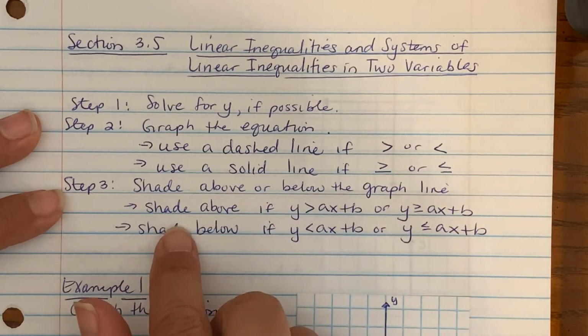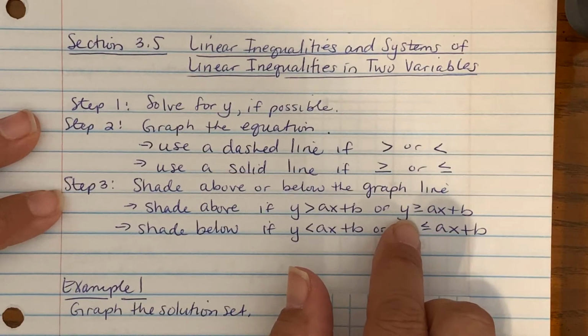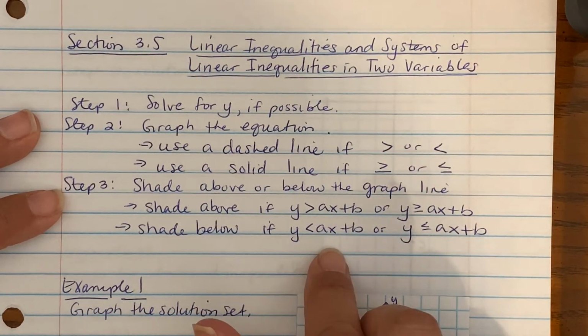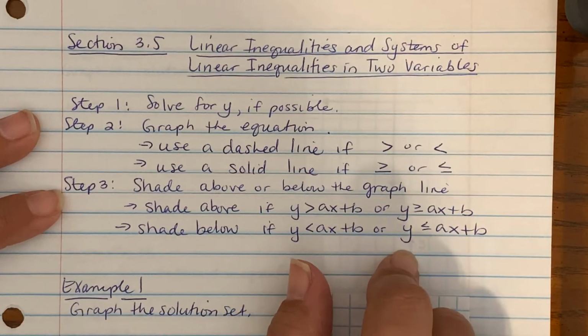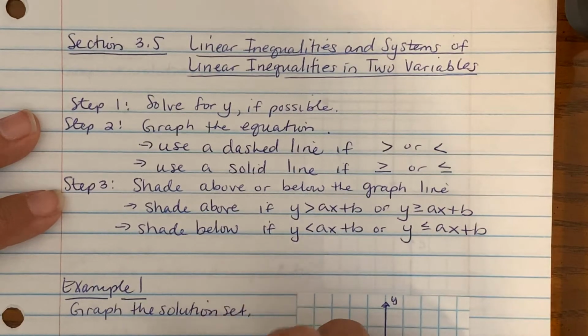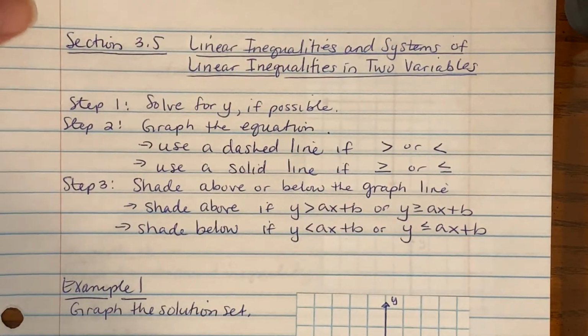So you're going to shade above if you see y greater than ax plus b or y greater than or equal to ax plus b. You're going to shade below the line if y is less than ax plus b or y is less than or equal to ax plus b. Another way is, if it doesn't go through the origin, use 0, 0 to test what happens to your equation. So as we go to the problems, I will show you what I mean.